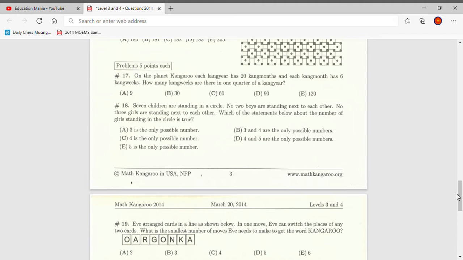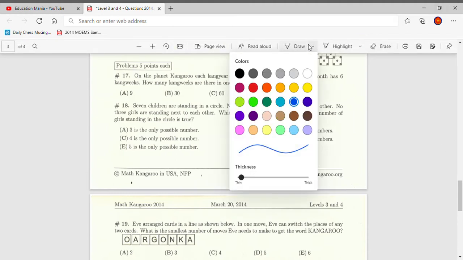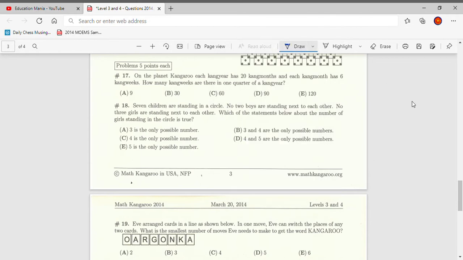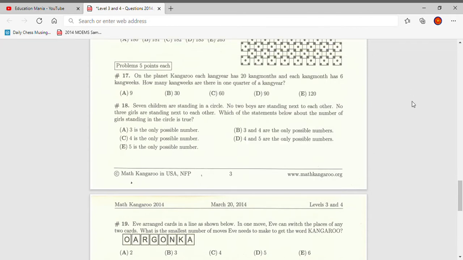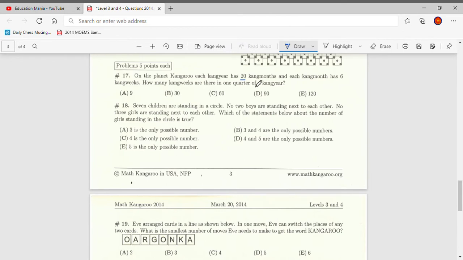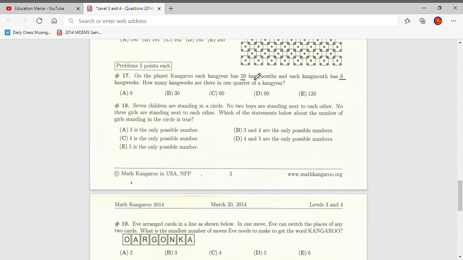On the planet Kangaroo, each Kang year has 20 Kang months, and each Kang month has 6 Kang weeks. How many Kang weeks are there in 1/4 of a Kang year? To solve this, we want to figure out how many Kang weeks are in one Kang year. If there are 20 Kang months in a Kang year and 6 Kang weeks in a Kang month, that means 20 times 6 will give us how many Kang weeks are in a Kang year.